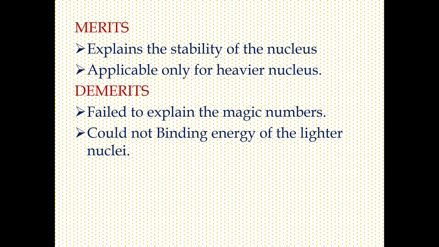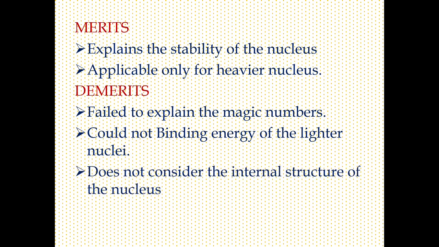As per the semi-empirical mass formula, if it is a lighter nucleus, there will be more surface energy, so the binding energy will be very low. But when you take into account the helium nucleus, it is a highly stable nucleus. So all these explanations were not clearly given by this mass formula, and it did not take into account the internal structure of the nucleus. Whereas the shell model and the other models explain everything, as they include the internal structure of the nucleus. So these are some of the demerits of the semi-empirical mass formula.